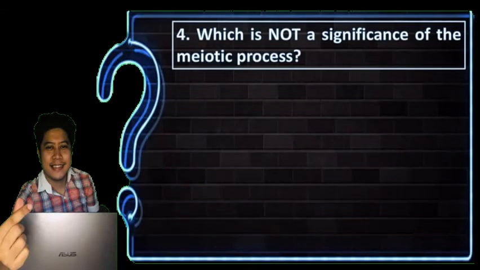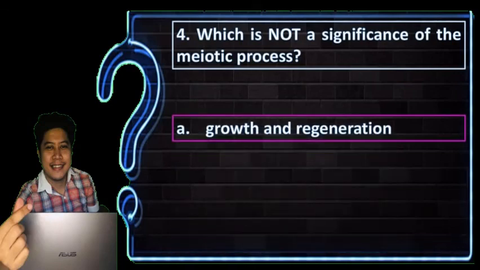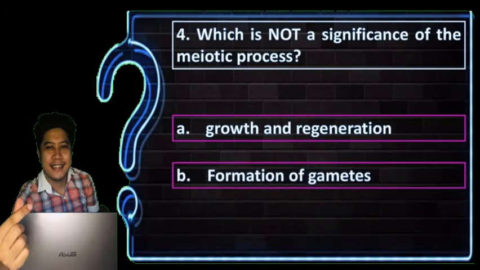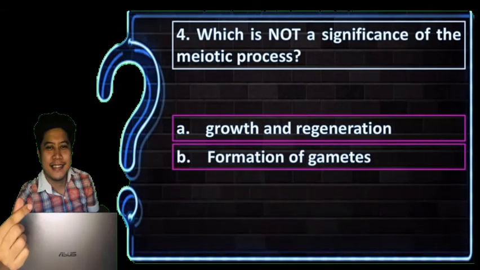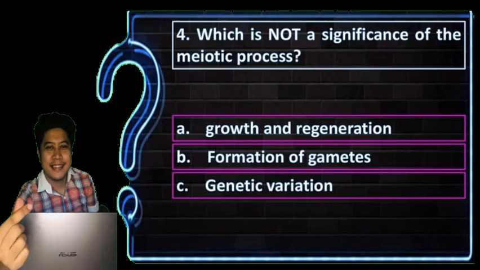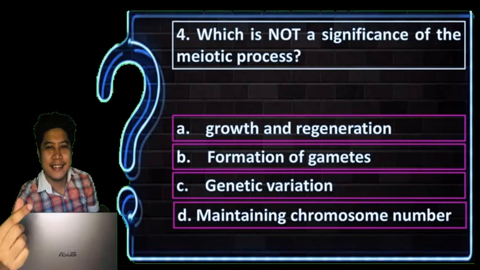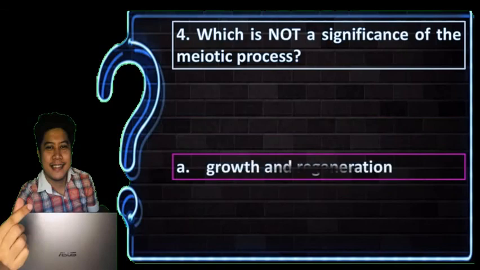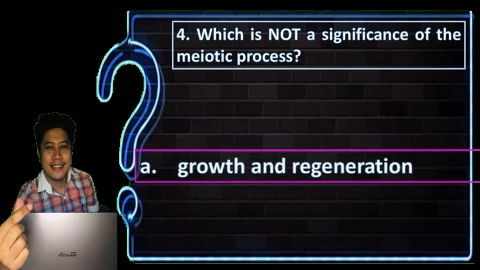Next. Number 4. Which is not a significance of the meiotic process? A. Growth and regeneration. B. Formation of gametes. C. Genetic variation. D. Maintaining chromosome number. Timer starts now. Time's up. The correct answer is letter A. Growth and regeneration.